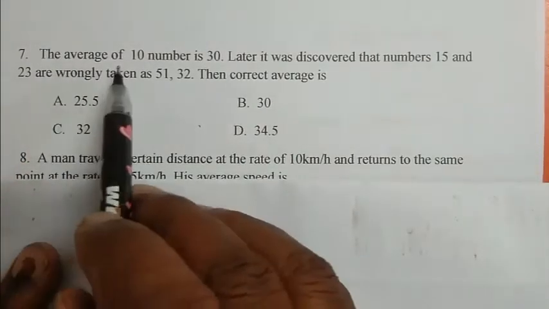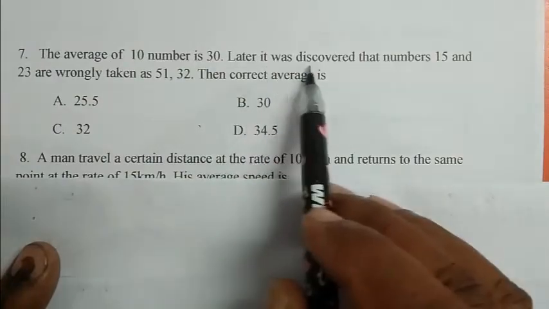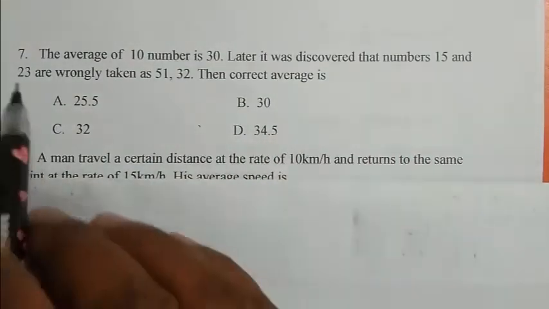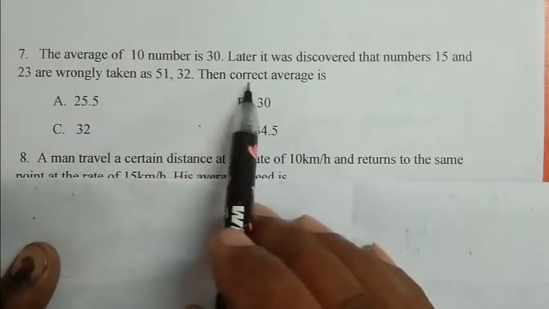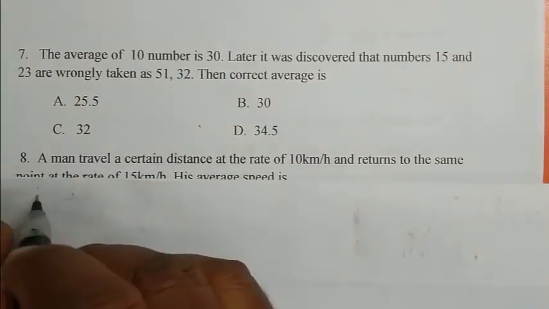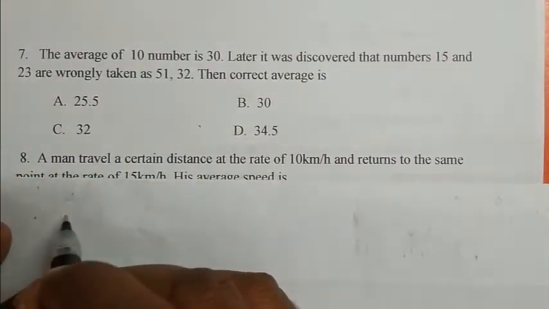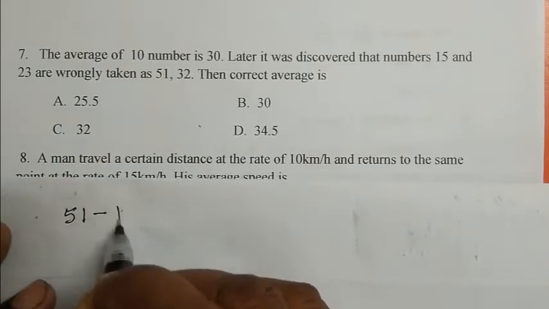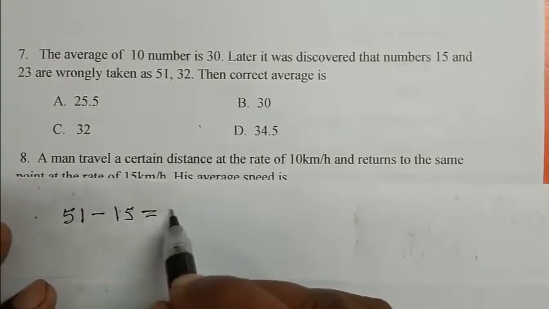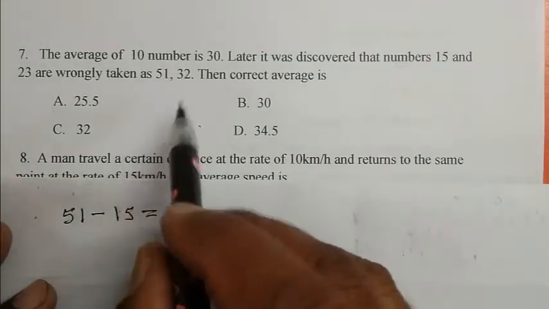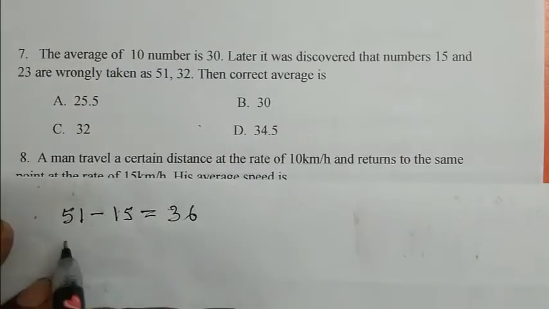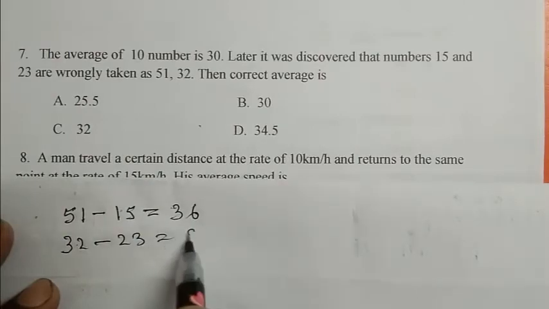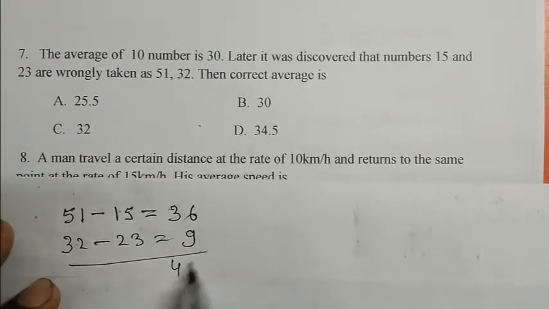Question number 7. The average of 10 numbers is 30. Later it was discovered that the numbers 15 and 23 were wrongly taken as 51 and 32. The correct average is. So wrongly taken 51 instead of 15, so the difference is 36, and 32 taken instead of 23, so the difference is 32 minus 23, 9. So the total difference is 45.